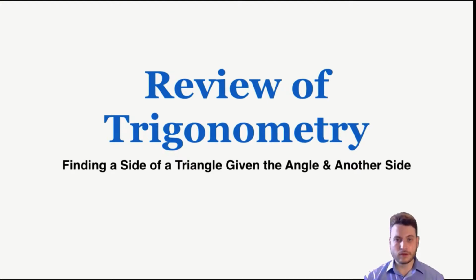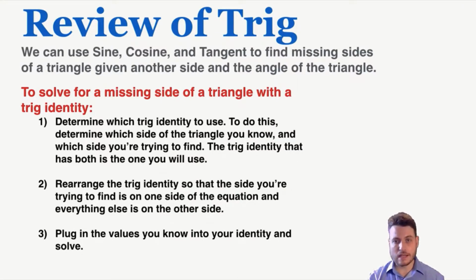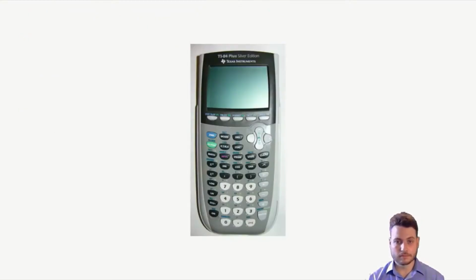This video is a review of trigonometry, which is about finding a side of a triangle given the angle and another side of the triangle. We can use sine, cosine, and tangent to find missing sides of a triangle given another side and the angle of the triangle. I'm not going to run through these three steps. You can read them on your own.